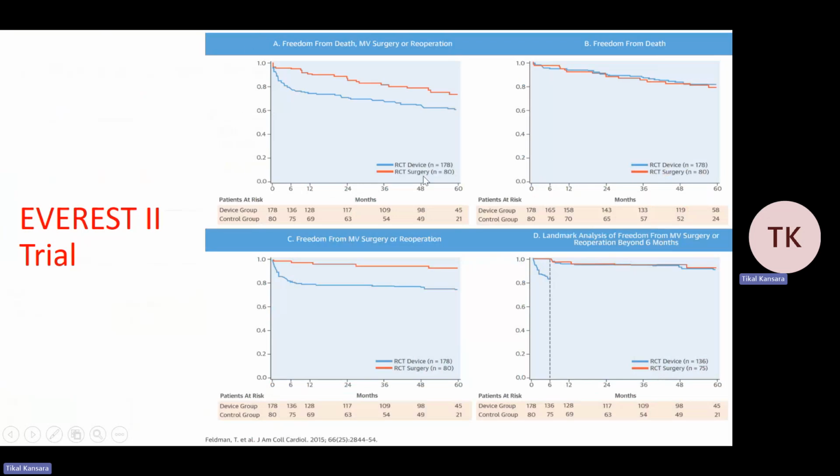And if you just look at the first figure, the blue is the clip and the red is the surgery. You would say that, oh, this is a wrong trial, or this trial has failed badly. The mitral clip doesn't help patients. Why? Because the composite of death, surgery, and reoperation was much higher in patients with mitral clip. So, oh no, what's going on? This trial is wrong. We should not use mitral clip in primary MR patients, right? If you just look at the first figure, do you agree with me?